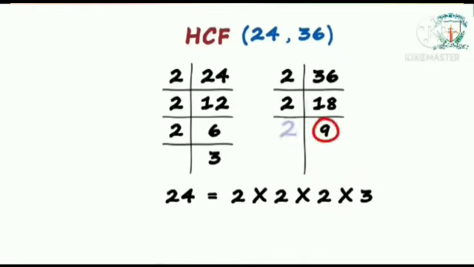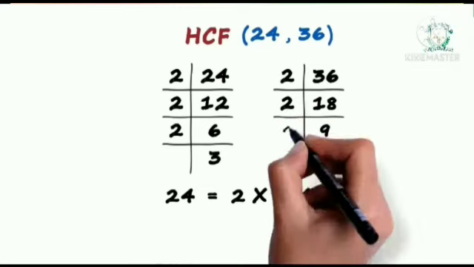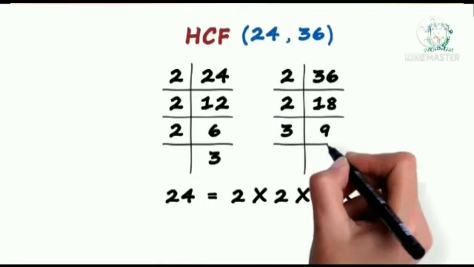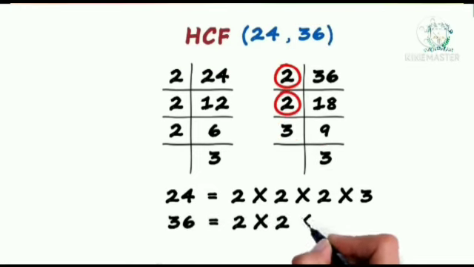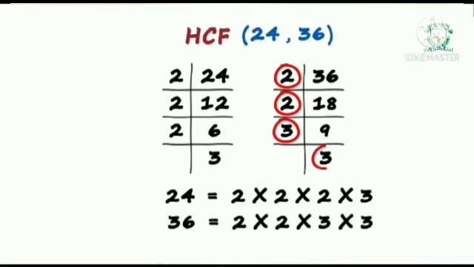Is 9 divisible by 2? No. So we move to next number 3. Is 9 divisible by 3? Yes. 3 times 3 is 9. We stop here since it is a prime number. 36 can be written as product of these numbers. 36 equals 2 into 2 into 3 into 3.